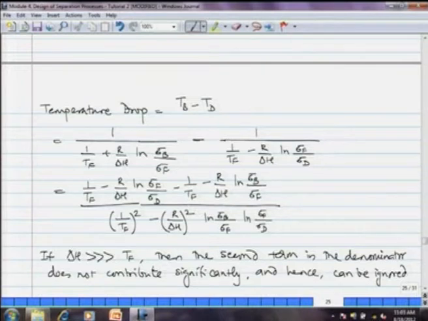We multiply the numerator of expression 1 by the denominator of expression 2, and vice versa, the numerator of expression 2 by the denominator of expression 1, a simple manipulation of fractions. We get 1 by Tf minus R by delta H into ln sigma F by sigma D, minus 1 by Tf minus R by delta H into ln sigma B by sigma F. So 1 by Tf cancels off. When you multiply denominators, you have 1 by Tf square minus (R by delta H) square into ln sigma B by sigma F into ln sigma F by sigma D.